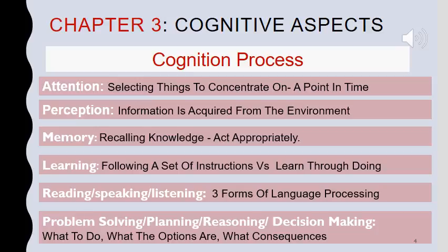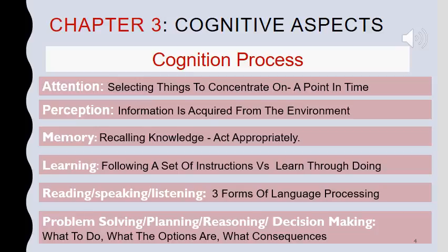As for the memory, it involves recalling various kinds of knowledge that allow us to act appropriately. It is very versatile, enabling us to do many things. As for learning, it is well known that people find it hard to learn by following a set of instructions in a manual. Instead, they much prefer to learn through doing. As for reading, speaking, and listening, they are three forms of the language processing. They have common items and different items which are explained in the chapter.